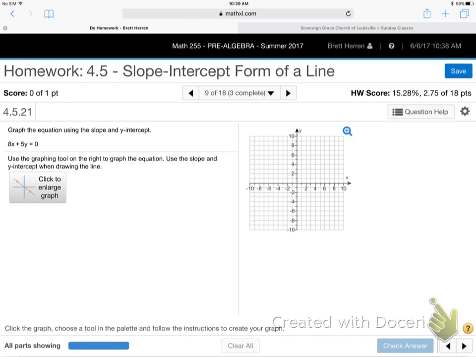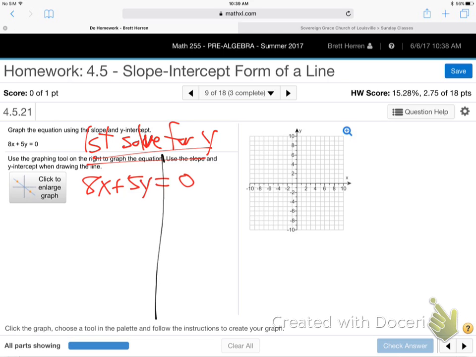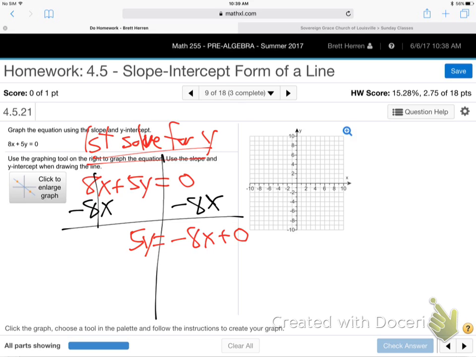All right, so what's the first step on this one? Solve for the y, right? Solve for the y. All right, so y is saying I want to be alone. What's my first step? Subtract the 8x. Yeah. Gets rid of that one. So that's minus 8x plus 0. Good so far.